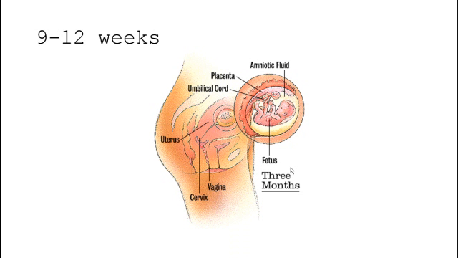So at 9 weeks, as we mentioned before, the vulnerability to teratogens starts to diminish. Now it's not completely gone, of course, but it does start to diminish. And at 9 to 12 weeks, the fetus actually begins moving within the uterus. Now this is pretty exciting.